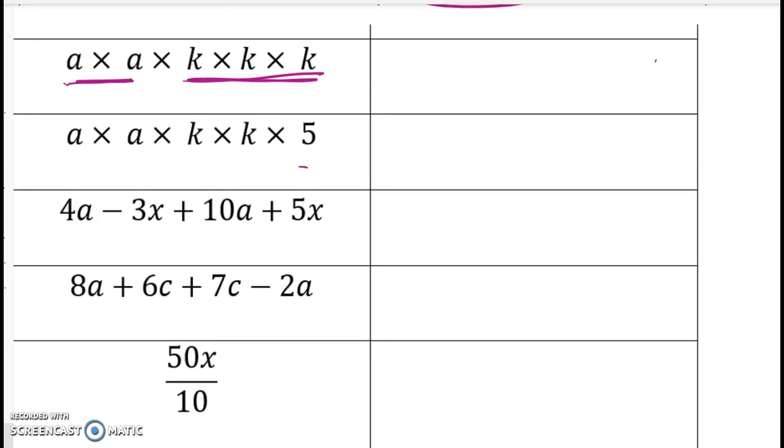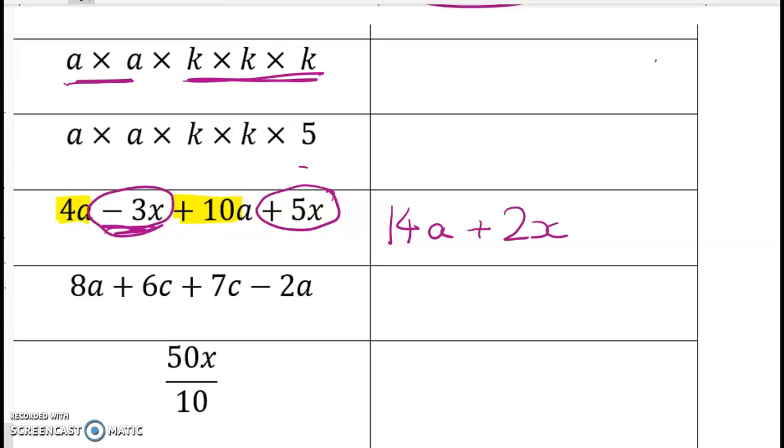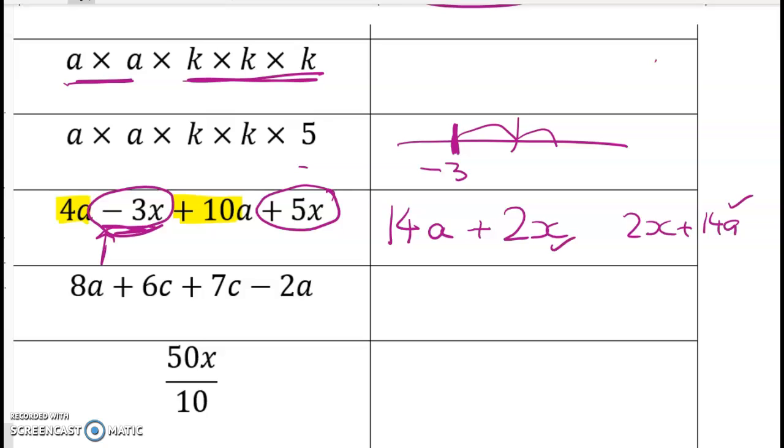So here we've got 4A plus 10A. That gives me 14A. But I've also got take away 3X plus 5X. So that gives me plus 2X, not plus 8X, right? Because it's negative 3. So here's your number line. So we're starting at negative 3 and we're adding 5. So that's that one there. Fine, obviously, to have 2X plus 14A. That also gets a big tick.